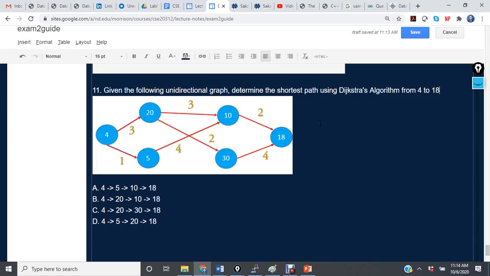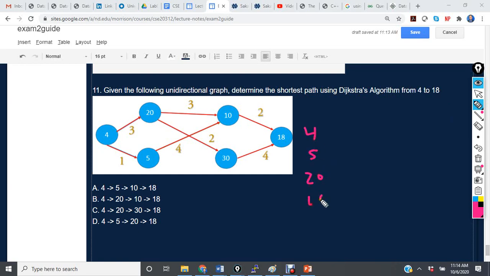Problem 11 states, given the following unidirectional graph, determine the shortest path using Dijkstra's algorithm from 4 to 18. So in order to do this, we have to keep track of all the vertices. And we have two things: we're going to have the weight and the parent. We started at 4, so the weight will be 0 and the parent will be negated. And then for everything else, we put the current weight as infinity.